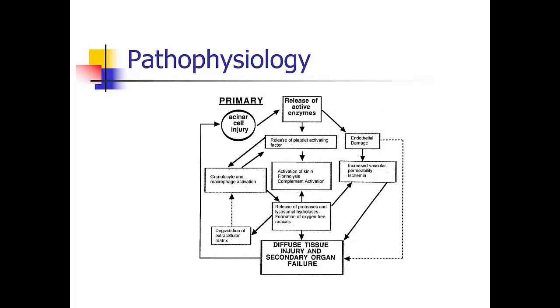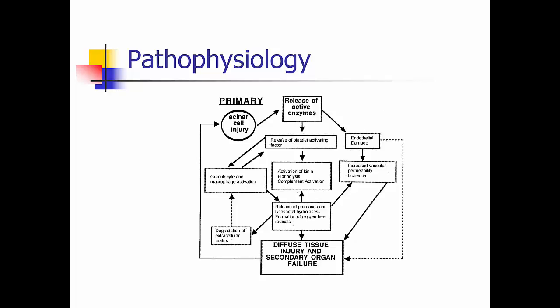The endothelial damage causes increased vascular permeability, which in itself can go way down and cause diffuse tissue injury and secondary organ failure. And the granulocyte and macrophage activation releases proteases and lysosomal hydrolases and the formation of oxygen-free radicals, which, if you remember, they run around, cause a lot of damage. So that leads to diffuse tissue injury and secondary organ failure.